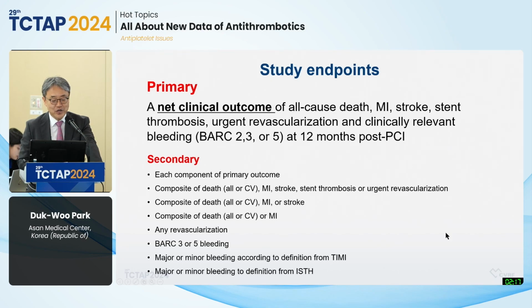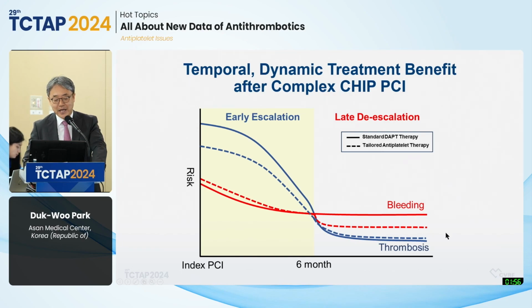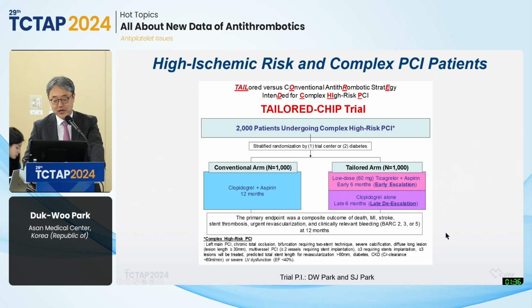For the primary endpoint, we combine net clinical benefit: all-cause mortality, MI, stroke, stent thrombosis, urgent revascularization, and clinically relevant bleeding, BARC 2, 3, or 5. We also evaluated the diverse ischemic and bleeding outcomes. Our targeting concept is temporal dynamic treatment benefit after the CHIP procedure. In the early part, we target early escalation to reduce ischemic risk, and in the later part, we target lowering the late bleeding risk. That was our rationale for the TAILORED-CHIP trial.